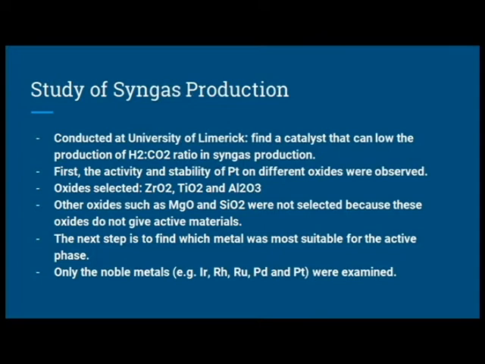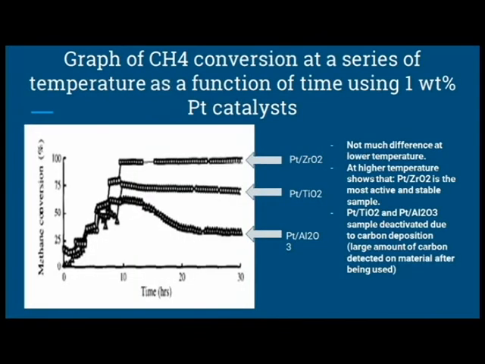Only the noble metals such as iridium, rhodium, ruthenium, palladium, and platinum were examined in this step. Here you can see the graph of the results, which is methane conversion versus time, in a series of temperatures. As you can see, at a lower temperature, there was not much difference between the 3 catalysts. At a higher temperature, it shows that the platinum zirconium dioxide is the most active and stable sample.